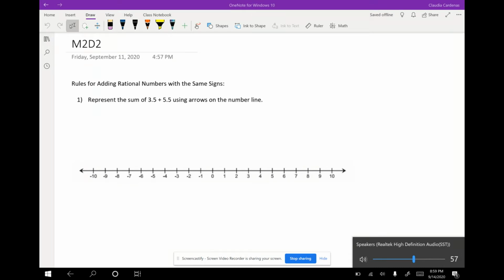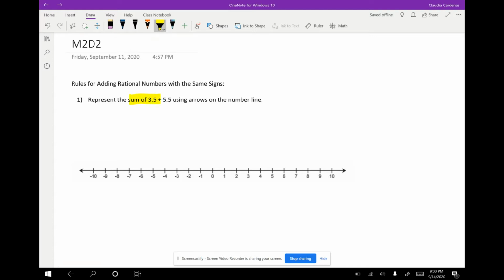Okay, so first, let's read the problem one more time. It tells us to represent the sum of 3.5 plus 5.5 using arrows on the number line. Okay, great. Since they want us to represent the problem on the number line, this will be the draw portion of our read, draw, write. So let's represent 3.5 on the number line.